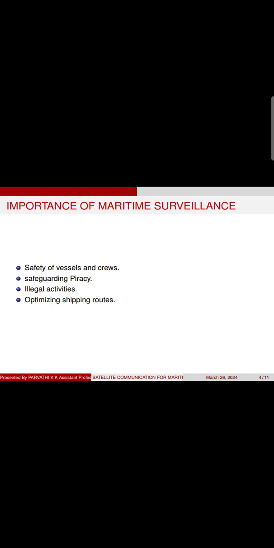Now let's move on to the importance of maritime surveillance. Maritime surveillance is essential for various reasons, including ensuring the safety of vessels and crews, safeguarding against piracy and illegal activities, protecting the maritime environment and optimizing the shipping routes. Satellite communication has become an indispensable tool in achieving these goals.